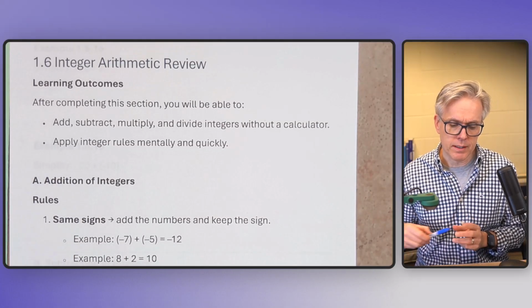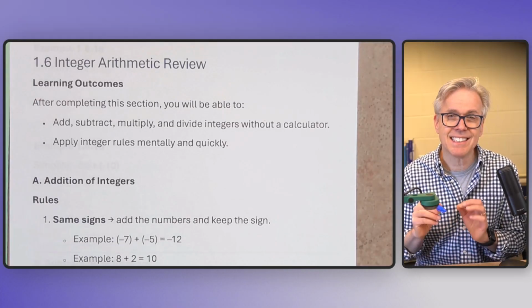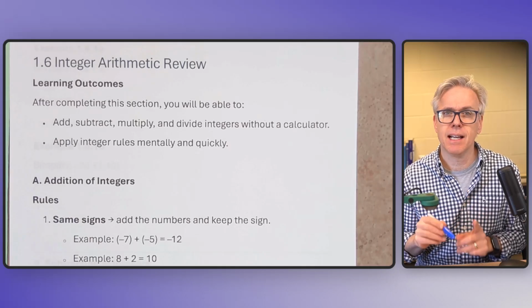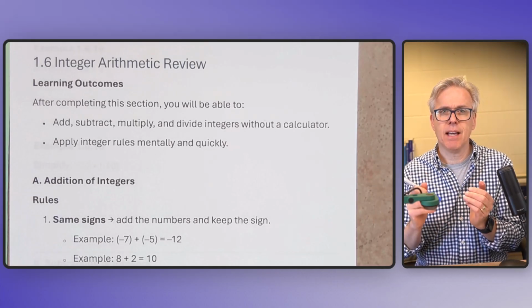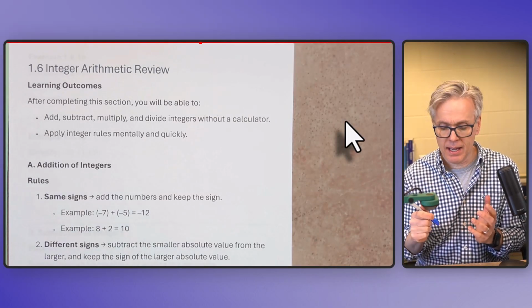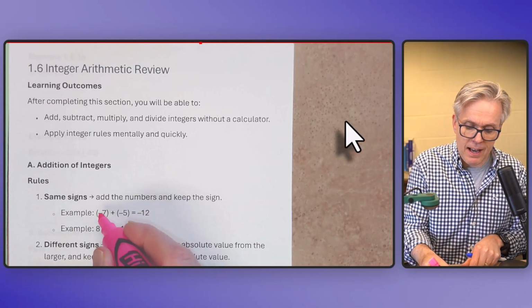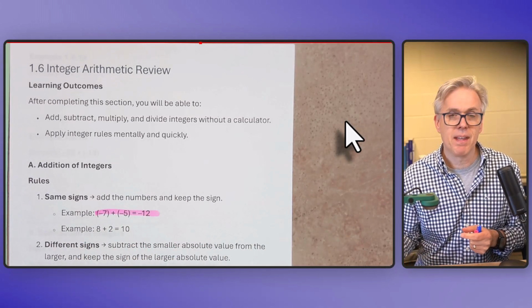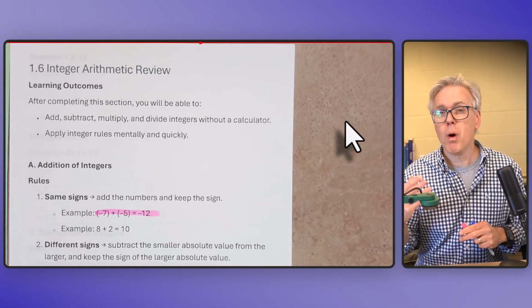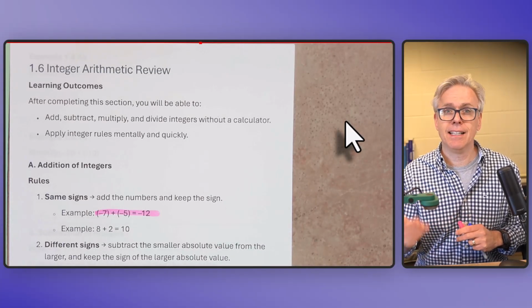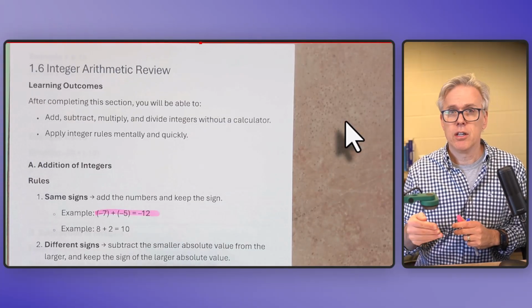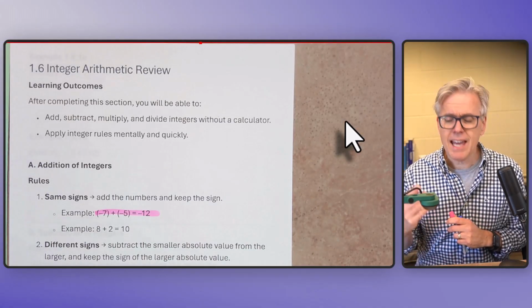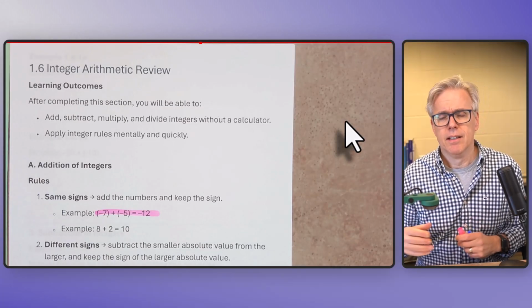So I'm going to remind you of some of these rules. This first one is when we're adding the same signs. If I have, for instance, -7 plus -5, when we're adding the same signs, we add the numbers and keep the sign. So -7 plus -5 is just -12. We simply add 7 and 5, and we get 12, and then we keep the negative. One way to think about this is in debts. You owe Bob $7, you owe Mario $5, you are in debt $12.